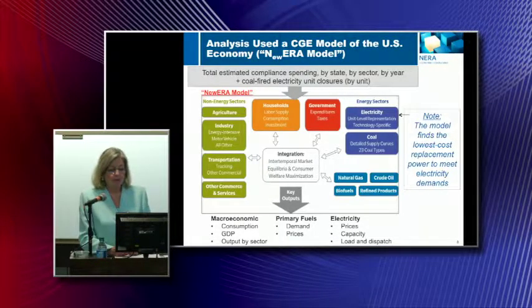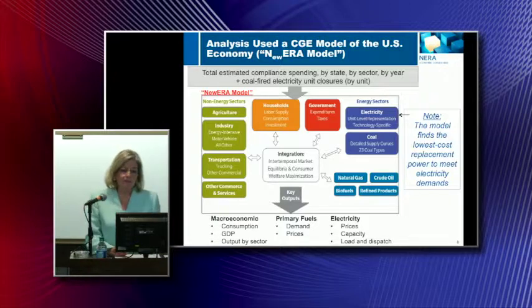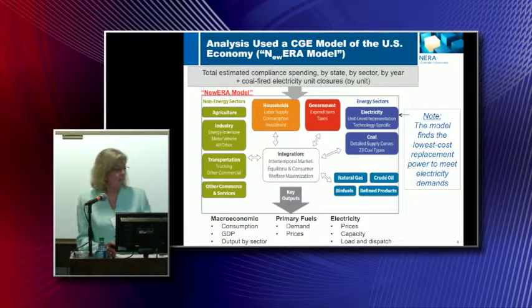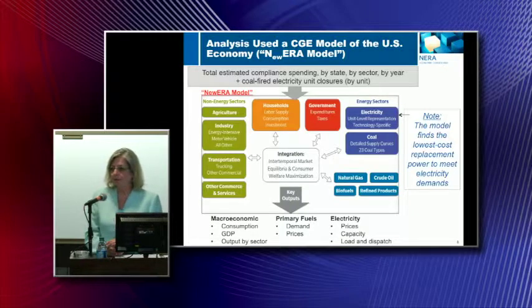So that's how we've done our analysis, and all this gets integrated. We find the equilibrium, we find the household impacts, and end up with our outputs, which are primary fuel market impacts, detail on the electricity sector, and the general macroeconomic impacts. In order to do this, we have to take the compliance spending estimates that Mr. Bloomberg presented. We have to break it out by state, by the sector that bears the costs, broken out by these various sector levels that you see in the figure here, and by year. In other words, what's the timing?